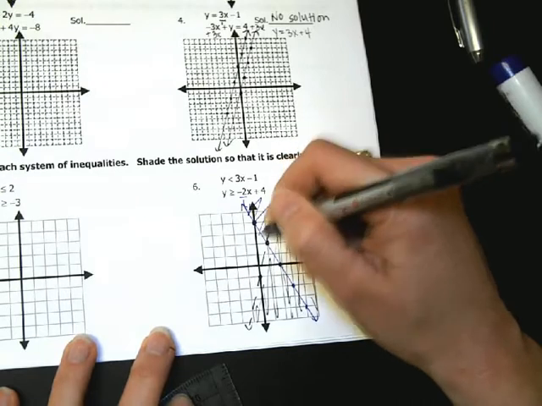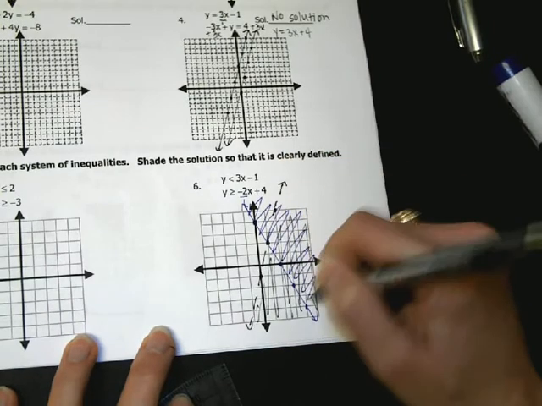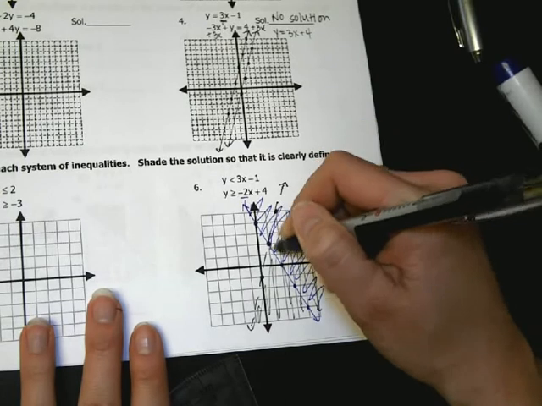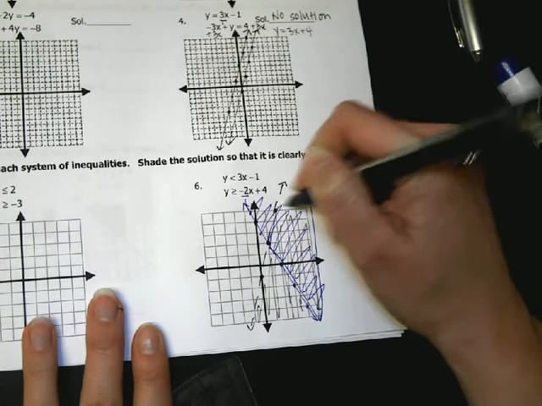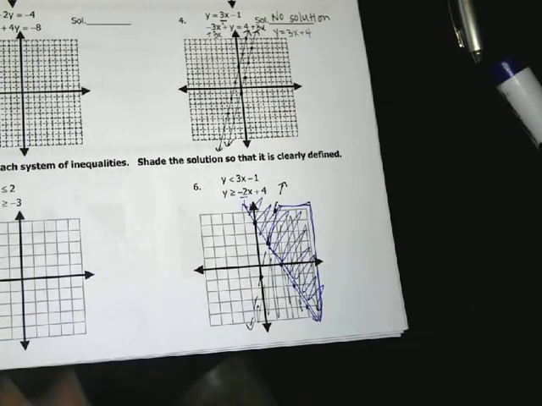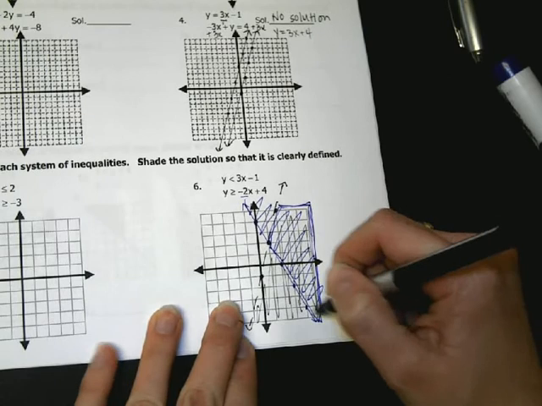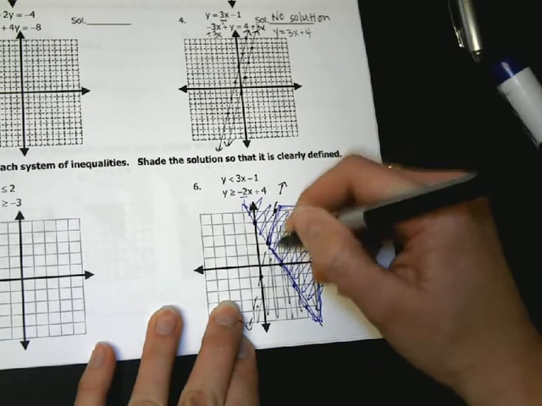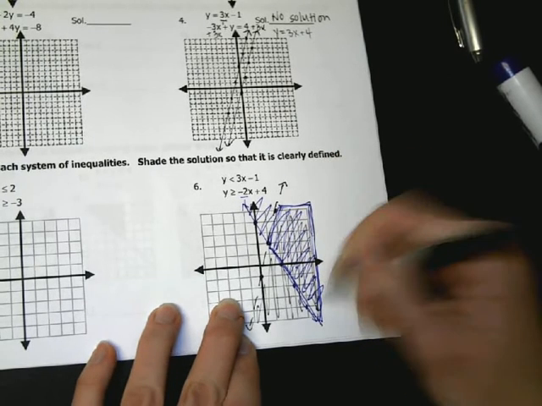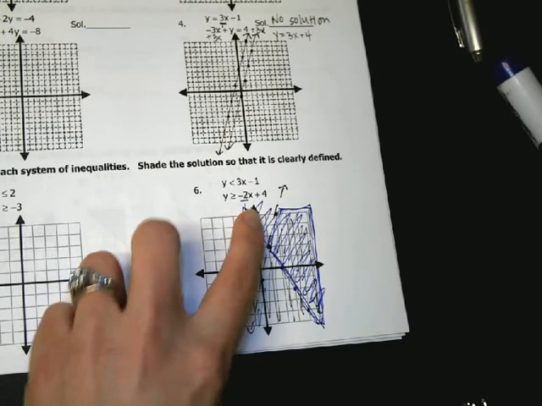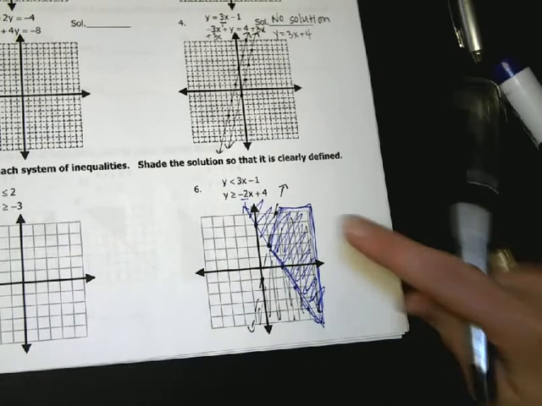You can kind of see where they overlap here is the solution area. Shade it so that it's clearly defined. That's kind of why I outlined mine, so you could clearly see where the solution area is. Wherever your shading overlaps. Notice this part is just blue, this part is just black, but these two overlap right there for blue and black.